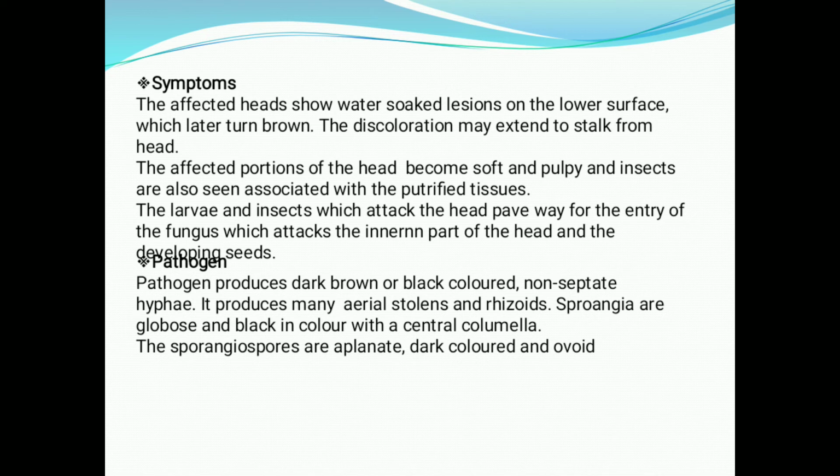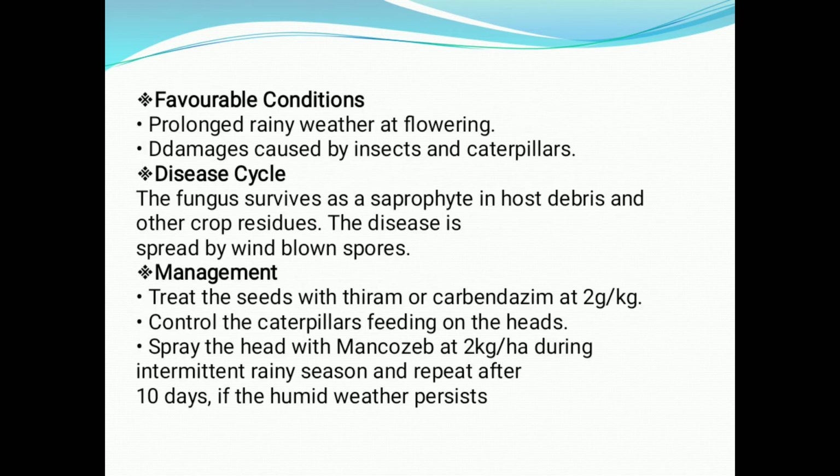The pathogen produces dark brown to black colored non-septate hyphae. It produces many aerial stolons and rhizoids. Sporangia are globose and black in color with a central columella. The sporangiospores are aplanate, dark colored and ovoid. Favorable conditions: prolonged rainy weather at flowering, and damage caused by insects and caterpillars.